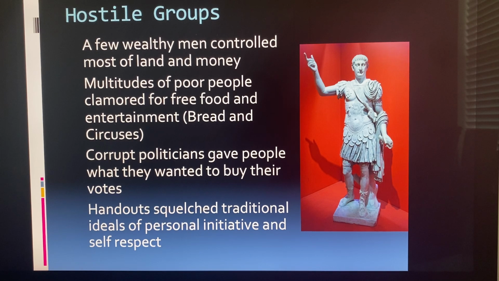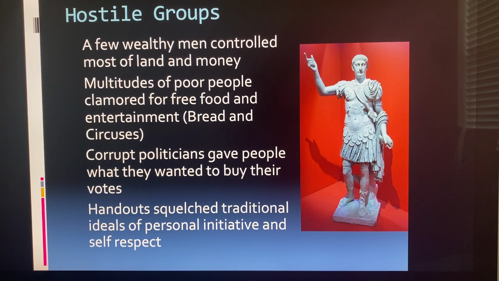Hostile groups. A few wealthy men controlled most of the land and money, which happens a lot, even today. But multitudes of poor people clamored for free food and entertainment. This is really a sad thing. They called it the bread and circuses. So the corrupt politicians gave people what they wanted to buy their votes. So kind of happening today, isn't it?